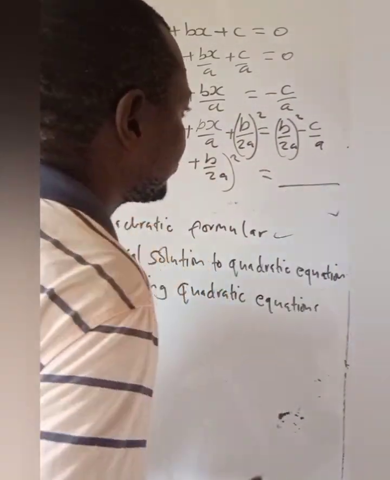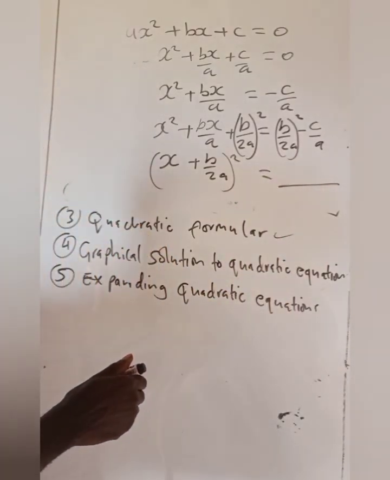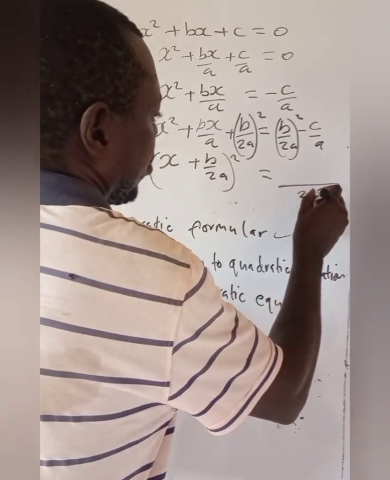What about on the other side? On the other side, remember, 2a squared is 4a squared.